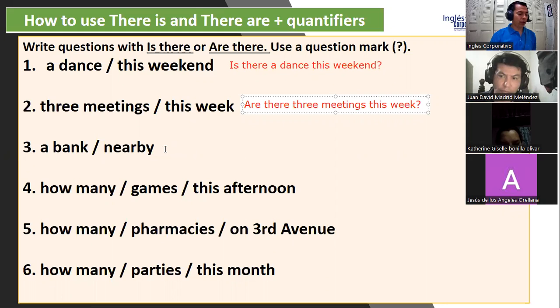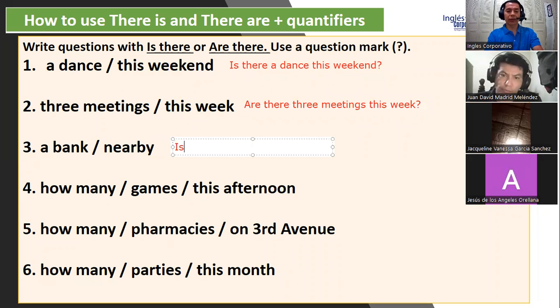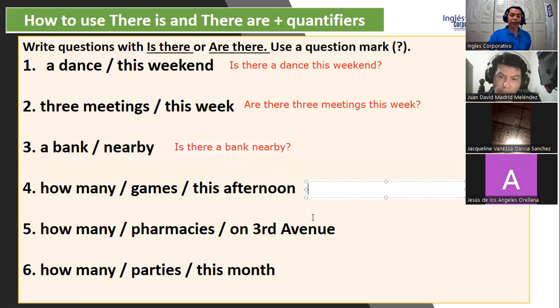Jenny no está, ¿verdad? Bueno, Vanessa, please. Is there a bank nearby? Nearby? Is there a bank nearby? Oh, good, thank you. And who is next? Ingrid Jamilet no está, ¿verdad?